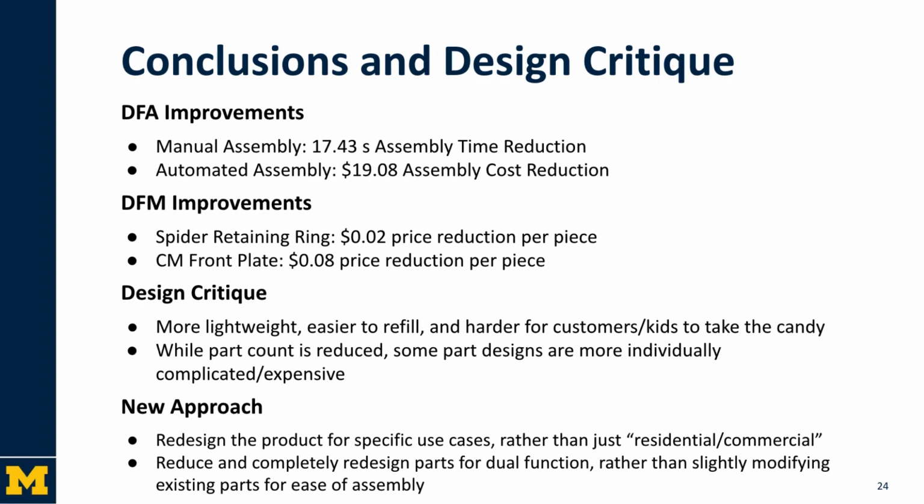In conclusion, we reached our goals of redesigning this product with DfM and DfA in mind. Part standardization and feature additions made it possible for us to cut manual assembly time by 17.43 seconds. Removing unnecessary fasteners and slightly changing part geometry in the coin mechanism allowed us to reduce automated assembly costs by $19.08. Creating reduced uniform thicknesses, adding draft angles, and avoiding sharp corners made it possible for us to reduce part cost of the spider retaining ring by 2 cents and the coin mechanism front plate by 8 cents.